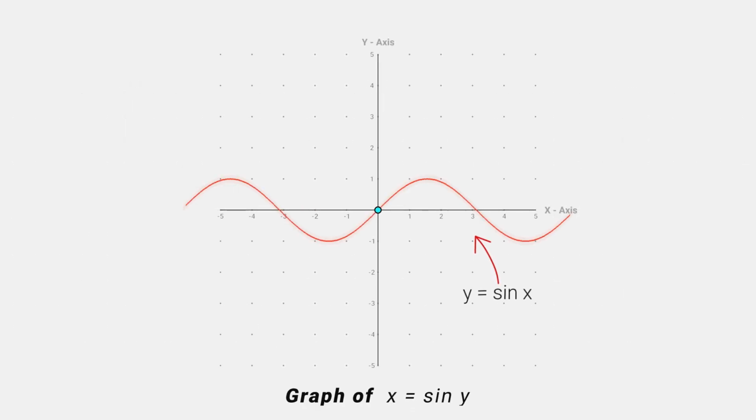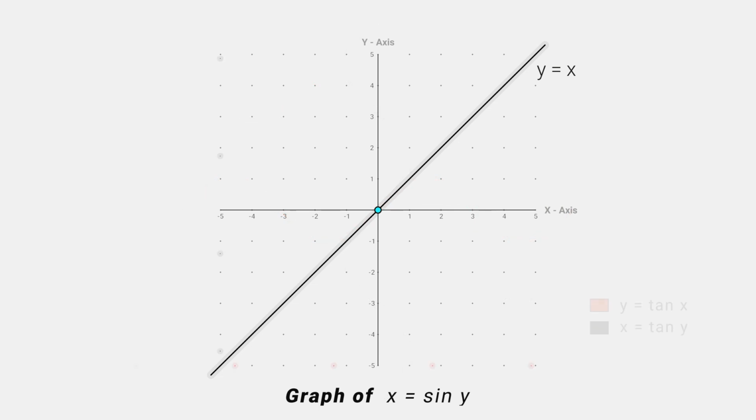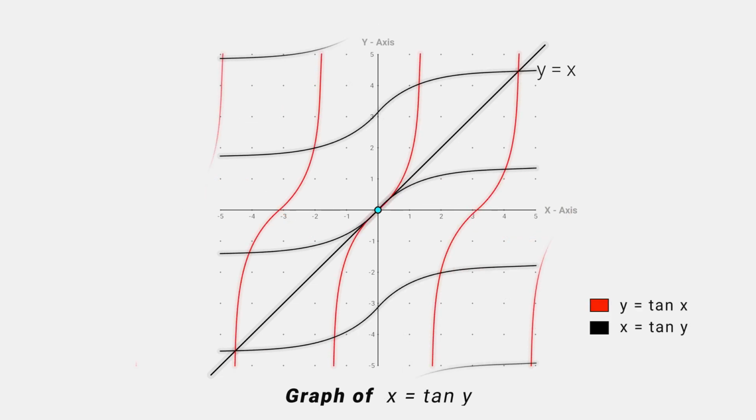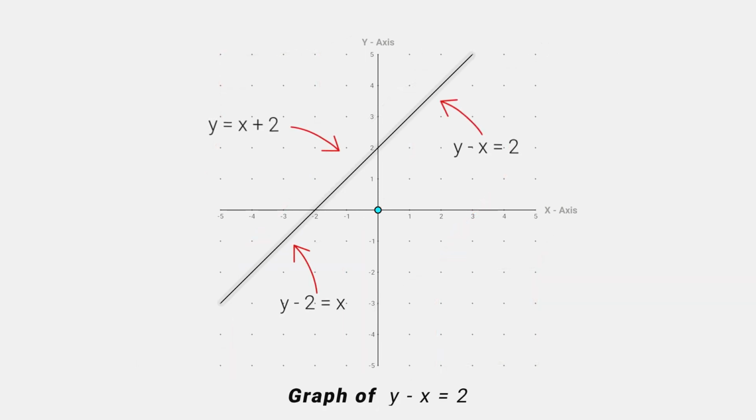Now what will happen when we replace x with y and y with x? Here, the graph of sin y is the mirror image of sin x about y equals x. Similarly, we can take the mirror image of every function about the line y equals x. We know that the graph of y equals x plus 2 is the same as the graph of y minus 2 equals x, or y minus x equals 2.